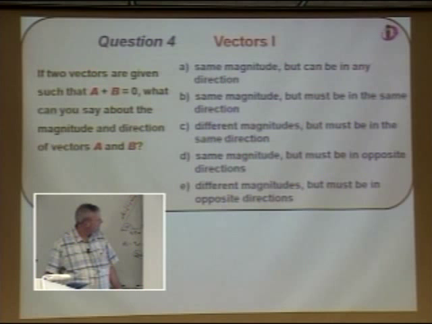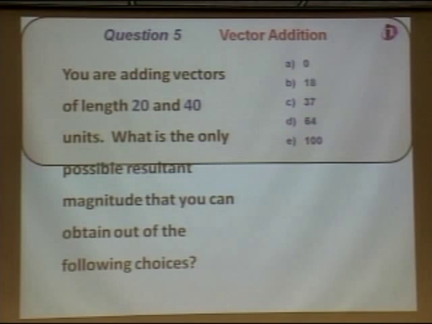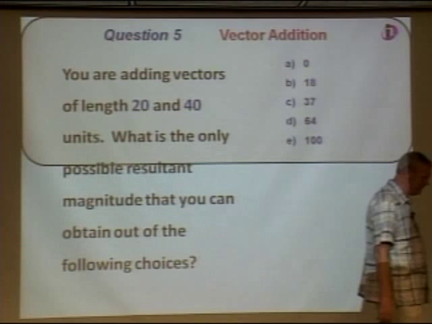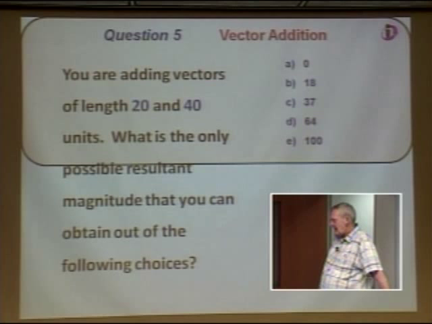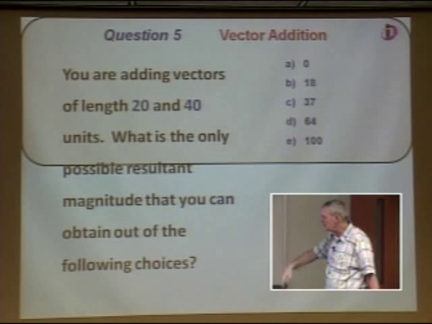Here it comes. Now you can draw pictures and you can talk with each other on this. You're adding vectors of length 20 and 40. So these are displacement vectors, one with a magnitude of 20, and the other with a magnitude of 40. What is the only possible resultant vector that you can obtain out of the following choices? So think about it. Draw it. Draw one that's 40 and one that's 20. Put one to the end. Draw 40 and then put a 20 at the end. And see, out of these choices, what's the only possible resultant vector that you could make?